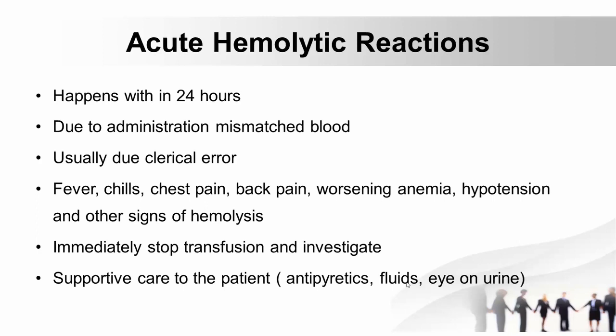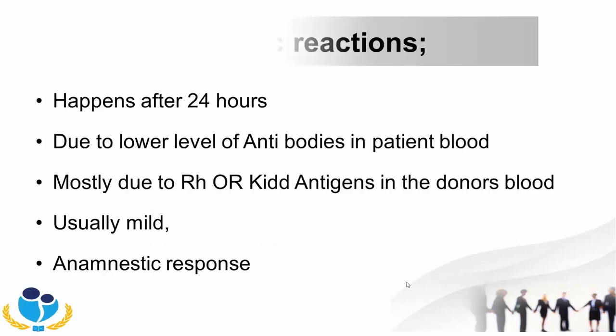The manifestations are fever, chills, chest pain, back pain, worsening of anemia, hypotension, and flank pain. In this case we have to immediately stop the transfusion and investigate. The patient should be given more fluids. We have to keep our eyes on the urine color so that the patient will not develop renal failure due to hemolysis.